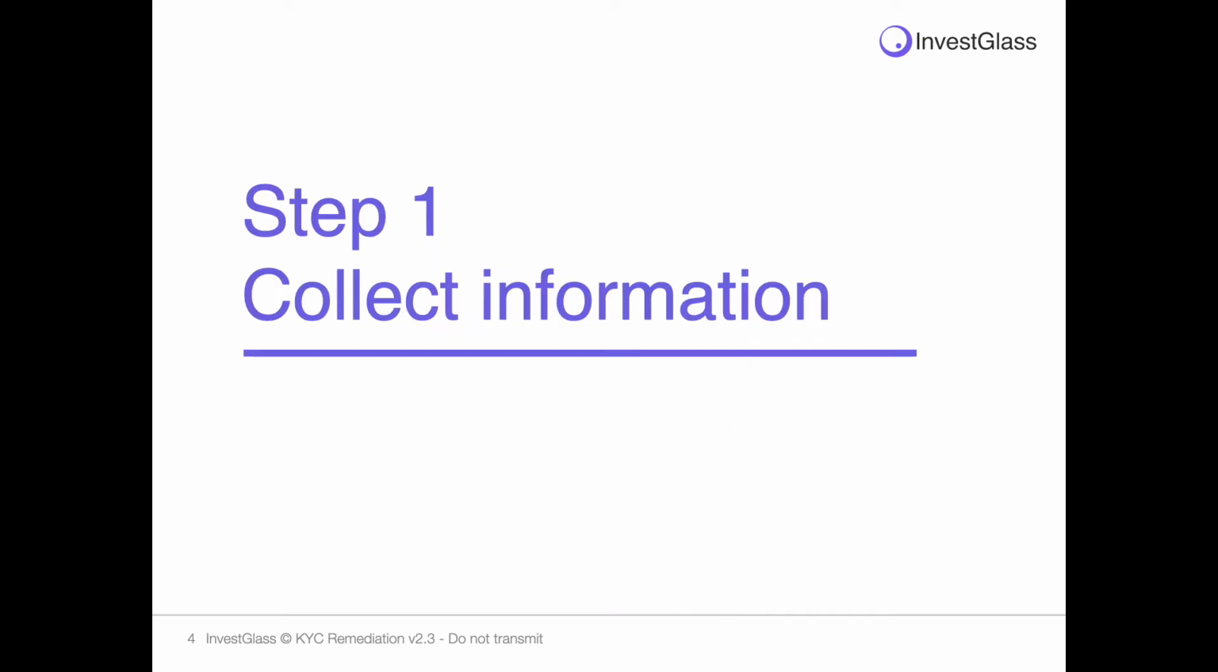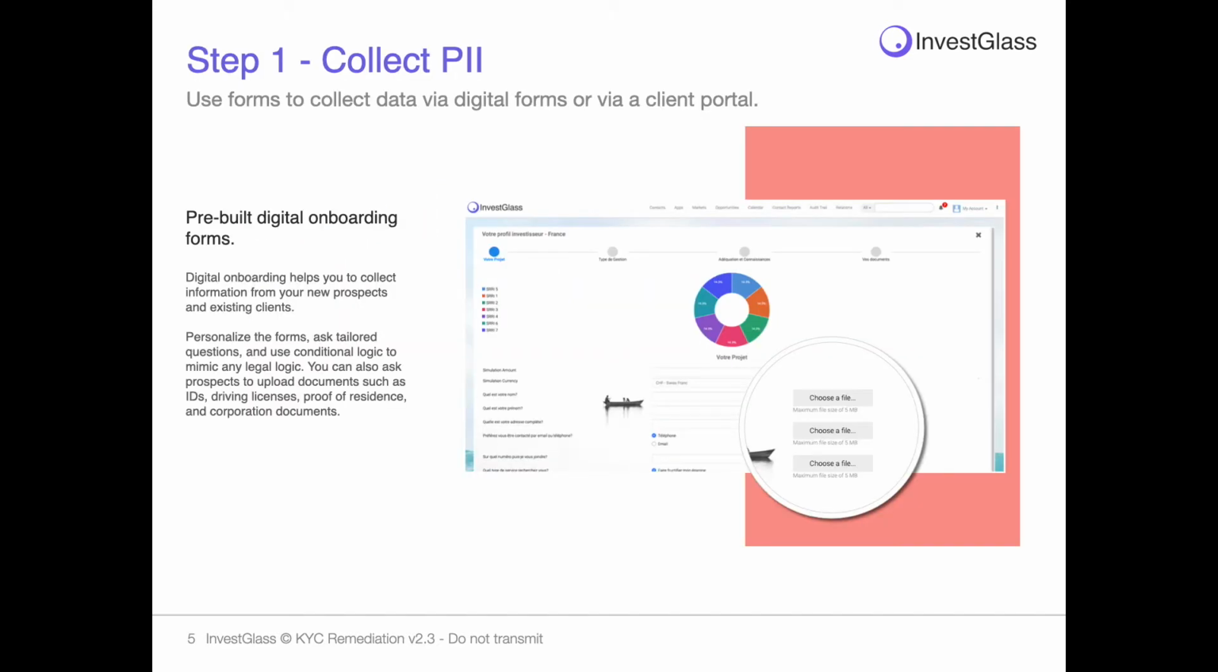So the first step is to collect information. To collect information, InvestGlass has powerful digital forms, but you can also use the client portal. And those tools will help you to collect different information, for example, the date of birth, the first name, last name, any information, but also any documents such as the IDs, the driving license, the certificate of incumbency if it's a company. So all the client's documents can be collected from InvestGlass tools.